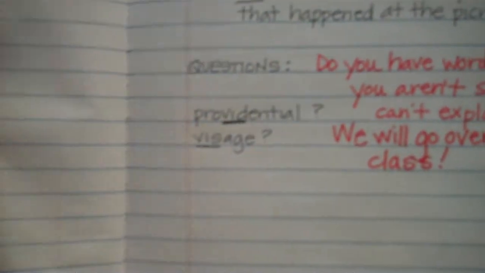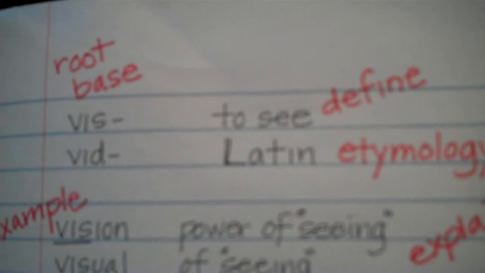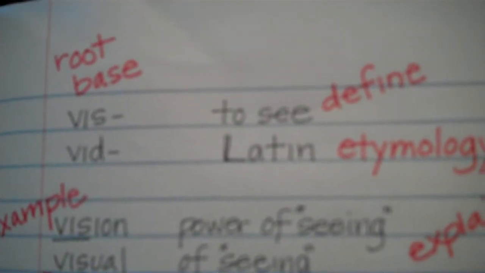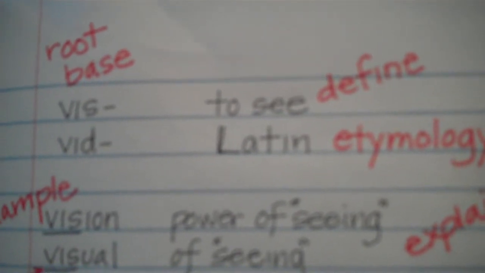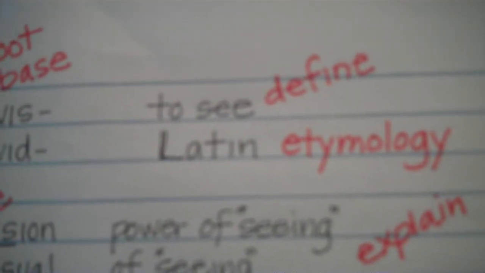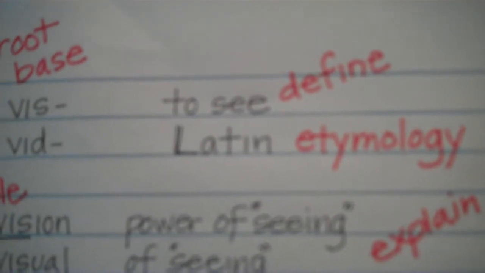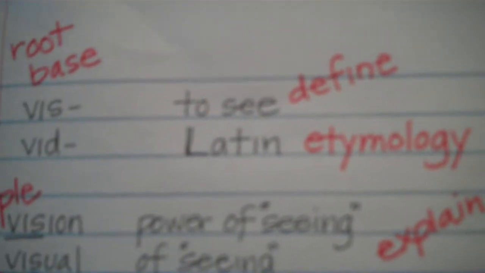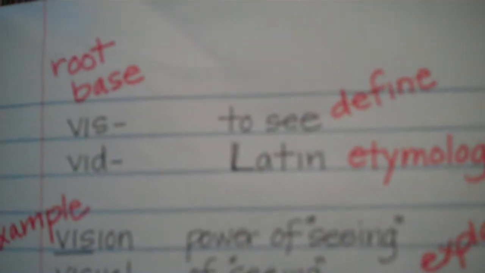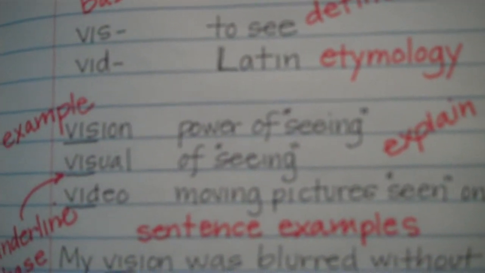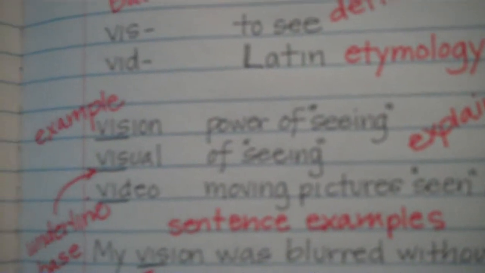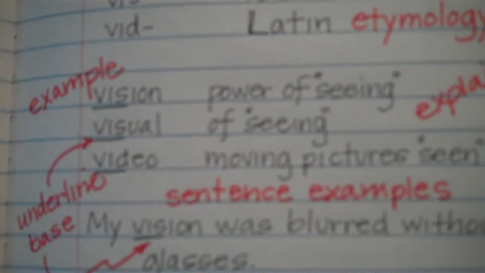How do I write that in my journal? First, write down your root base, vis, and its variant, vid. Put down the definition. It means to see, and the etymology or its origin is Latin. Next, the lesson is going to give you some examples and an explanation of why these words are using the root word. Please note that I have underlined the base.